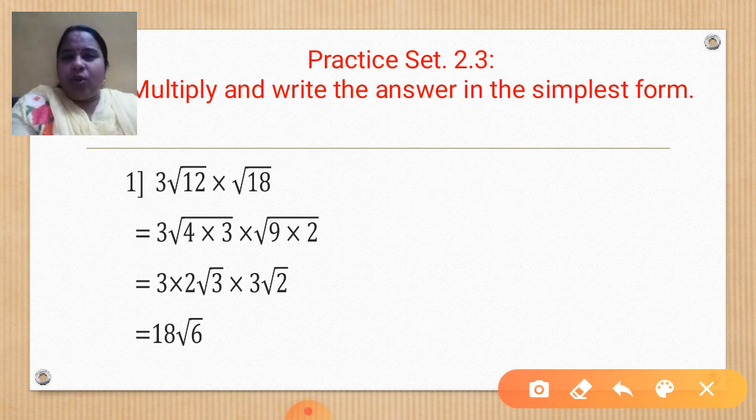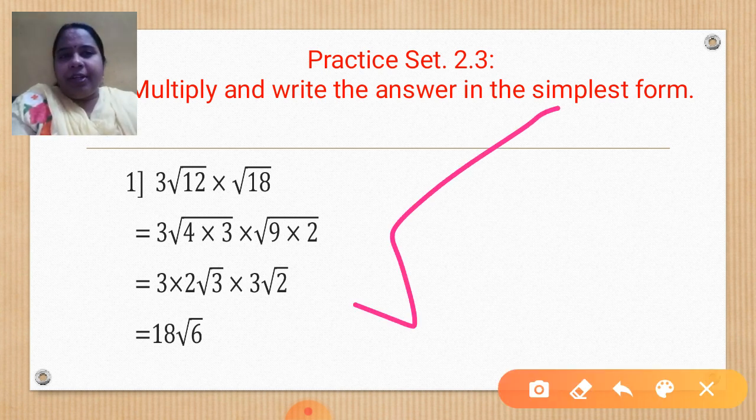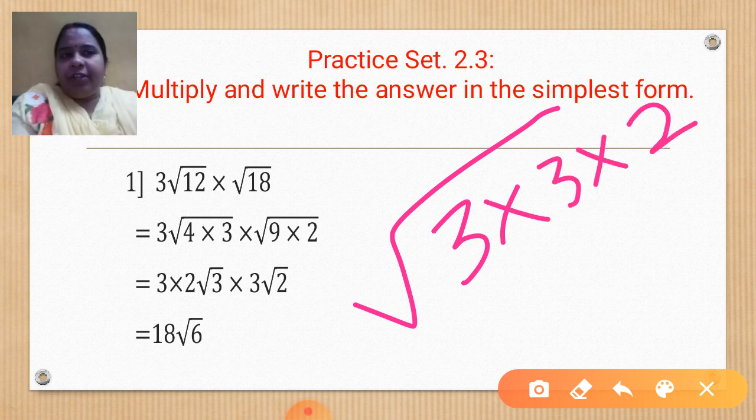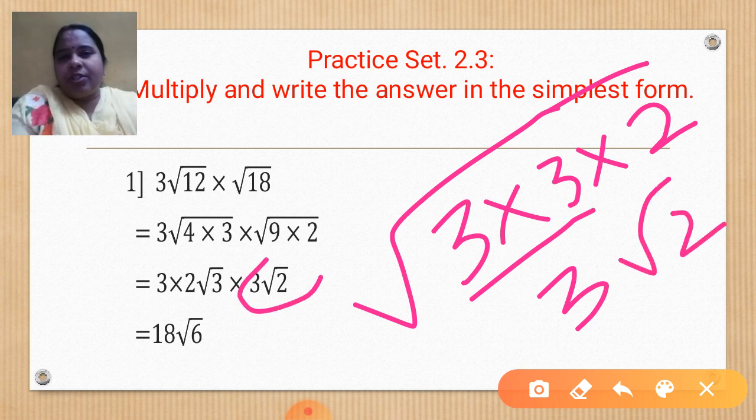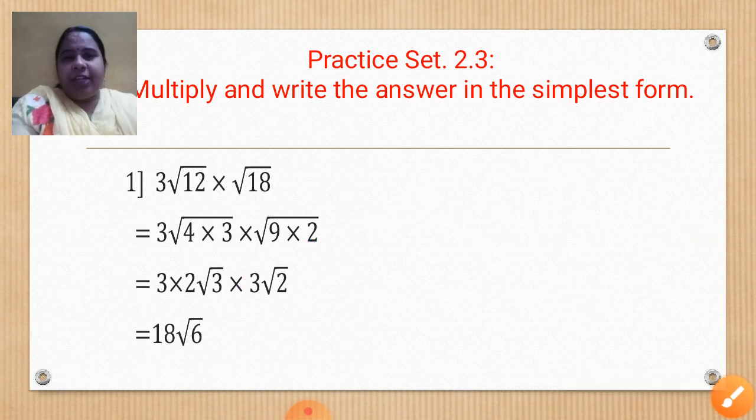Same way, square root of 18 can be written as 3 into 3 into 2. I have factorized 18. Now this can be combined because these two terms under the square root can be combined. It will come out as 3. What will be left is root 2. 3 root 2. See, this is what I have got here. I hope you have understood this step. Yes, we are factorizing it and taking it out of the root sign.